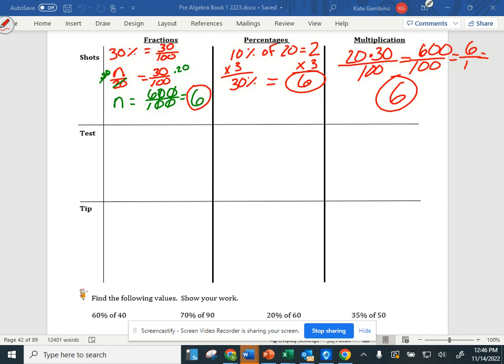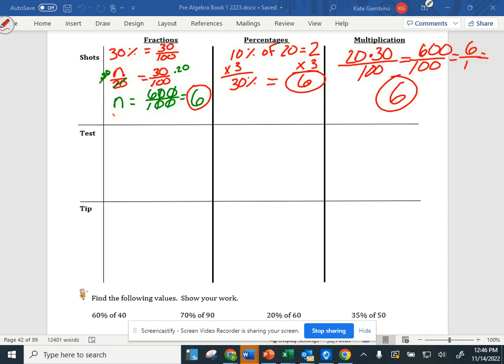So out of 20, she made 30%, which was that 30 over 100. So 20 times the 30 over 100. So it's like what we did over here. It's just a little bit easier plugging in the numbers. So those are our 3 different ways. We're going to do it again together for the test question.